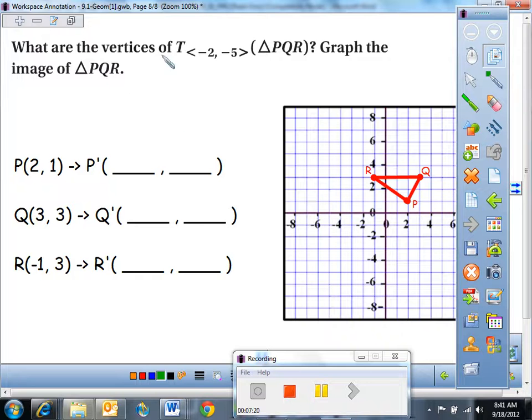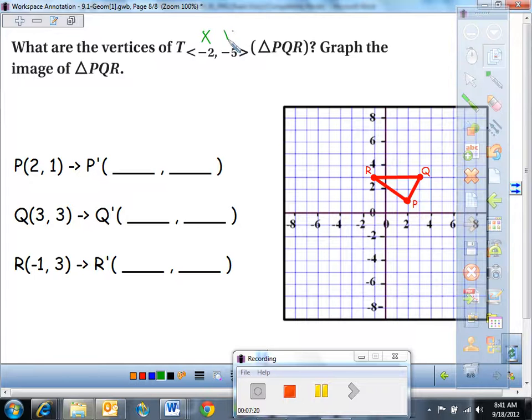So what are the vertices of the translation back 2, down 5? Because remember, this is the X value and this is the Y value, and we're going to be doing this translation to triangle PQR. So graph it. Let's figure out what our coordinates are first.